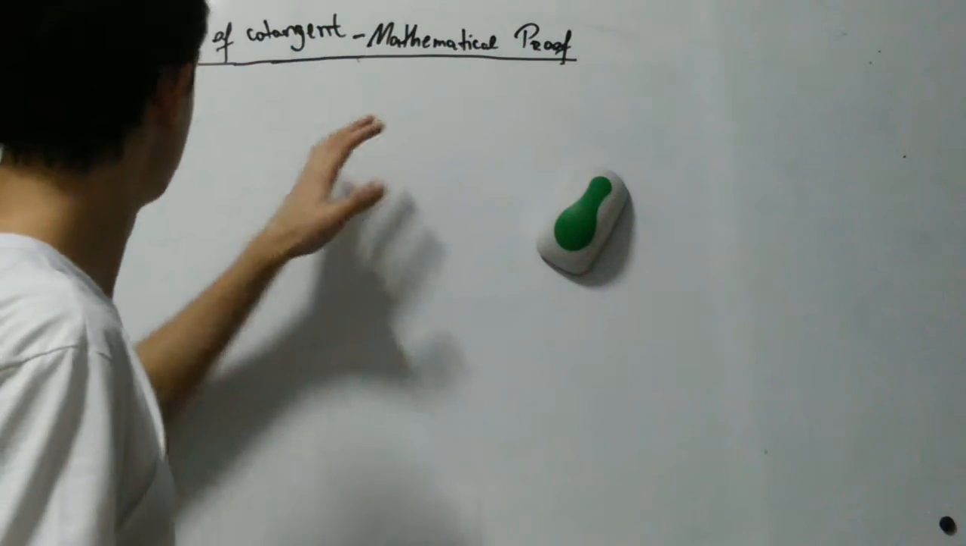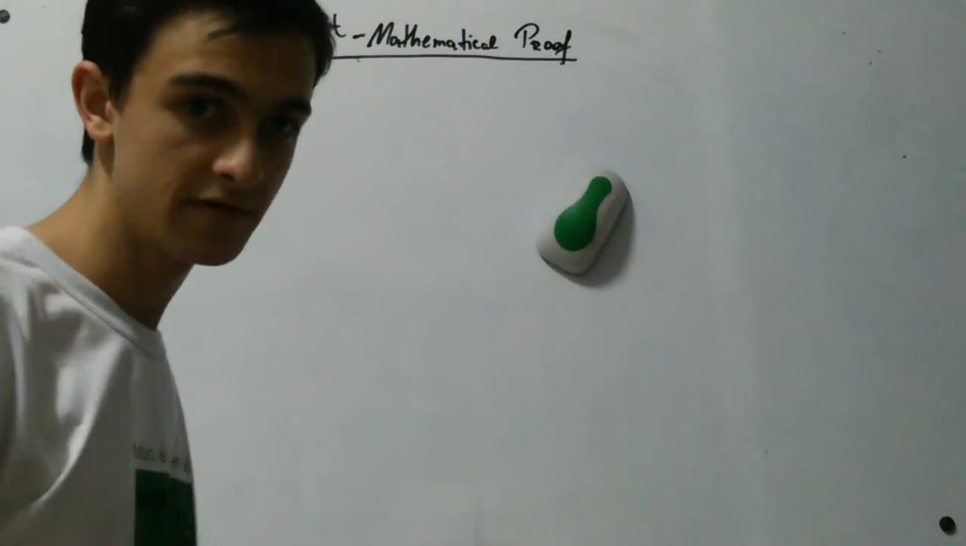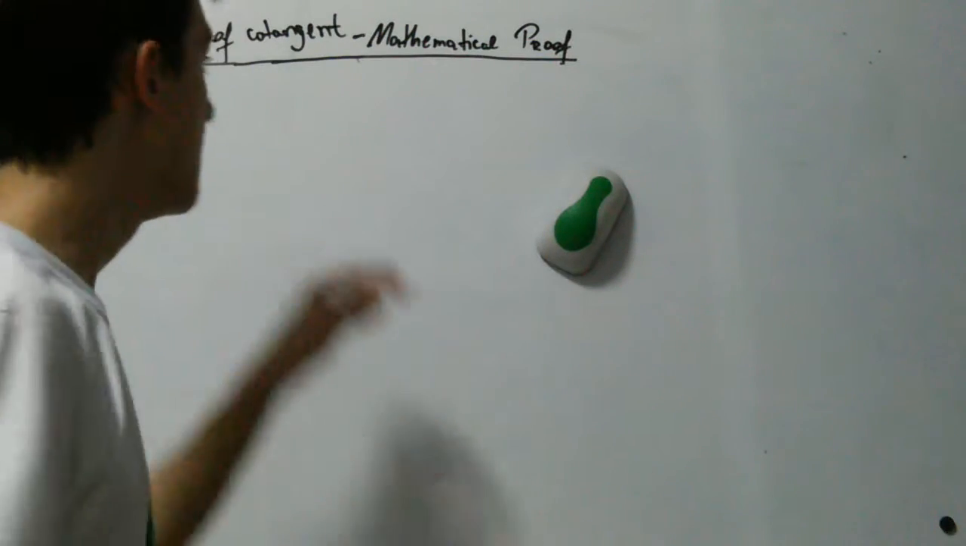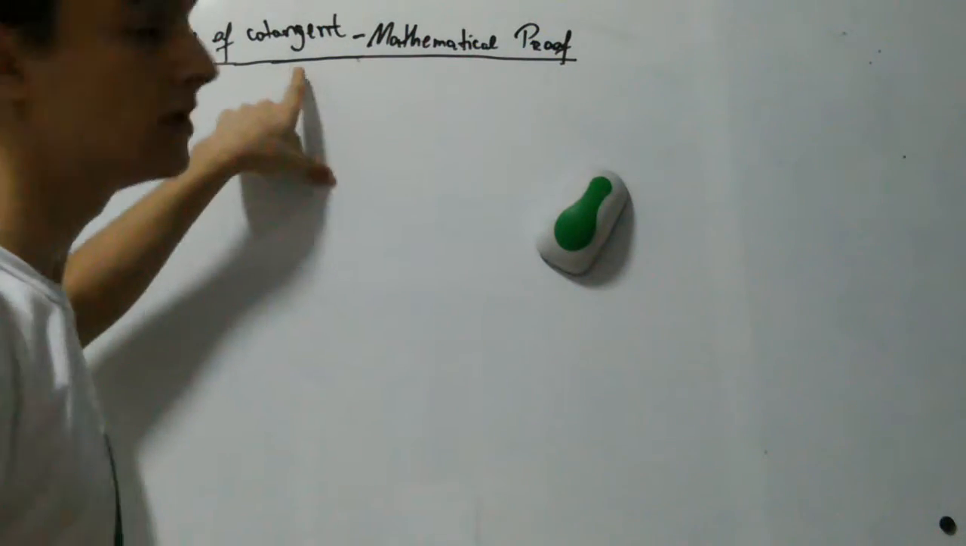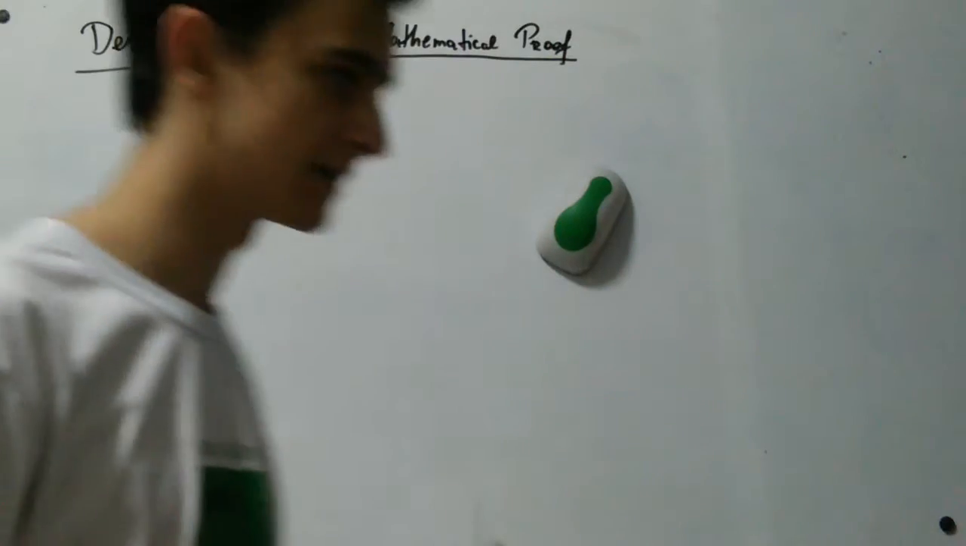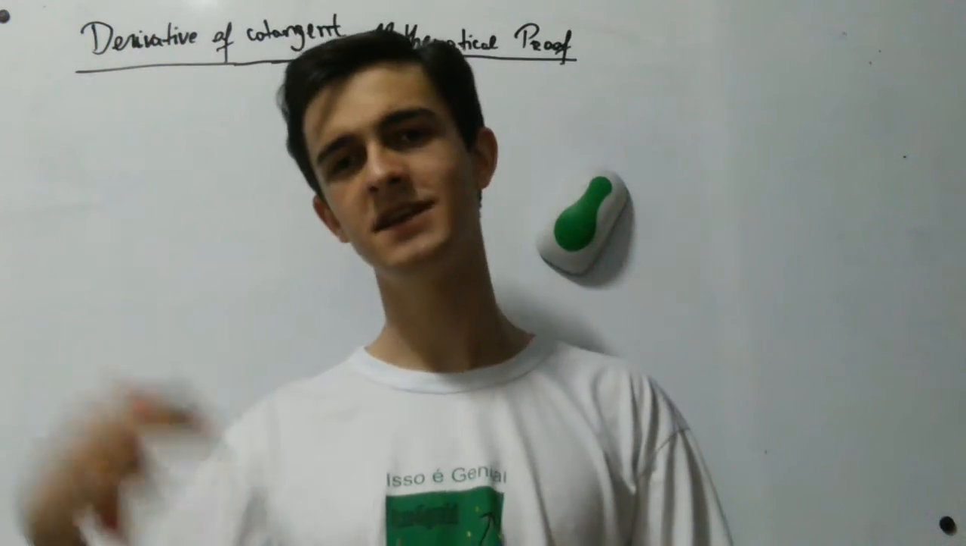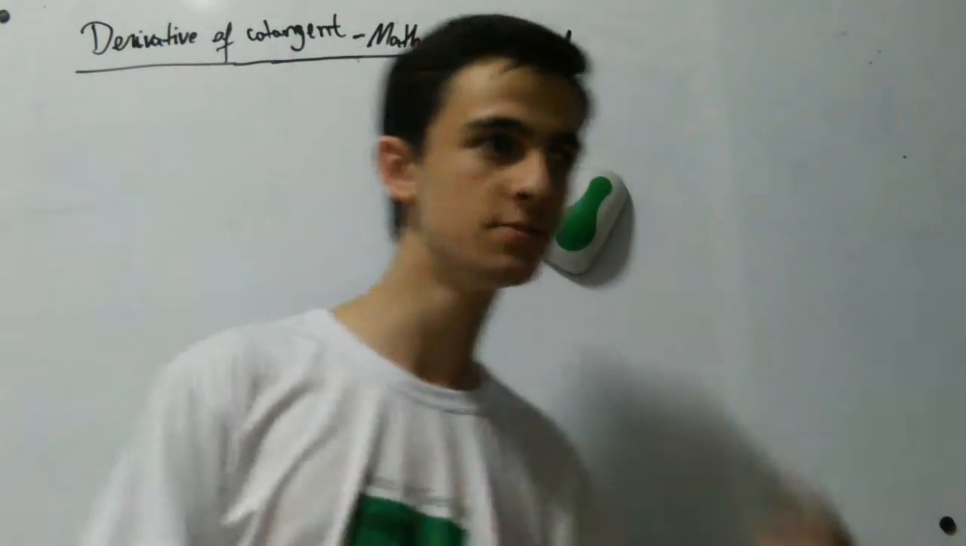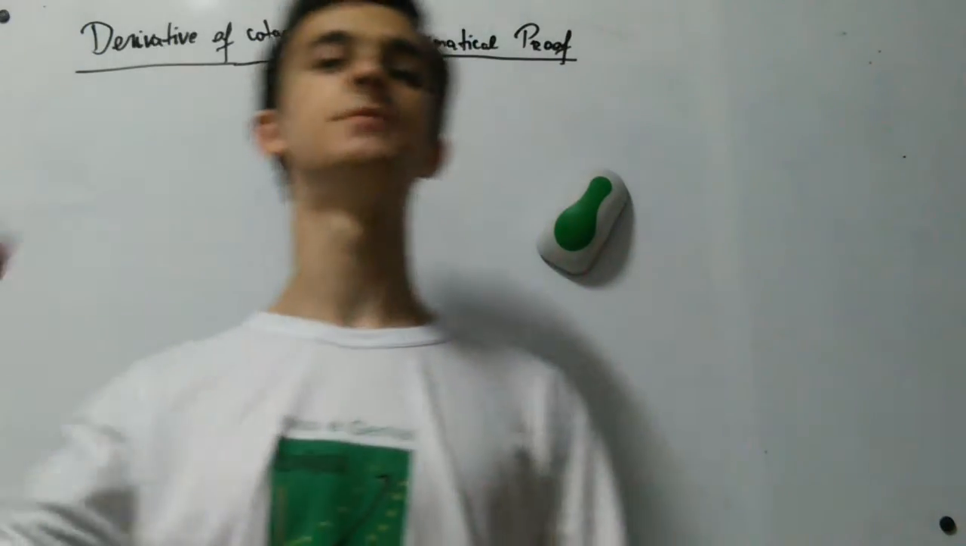In this video, we're going to have the sixth video on the mathematical proofs of the derivatives of trigonometric functions. The function of this video is going to be the cotangent of x. As I said in the last video, this video is going to be a little bit quicker because this proof is very similar to the other proofs.